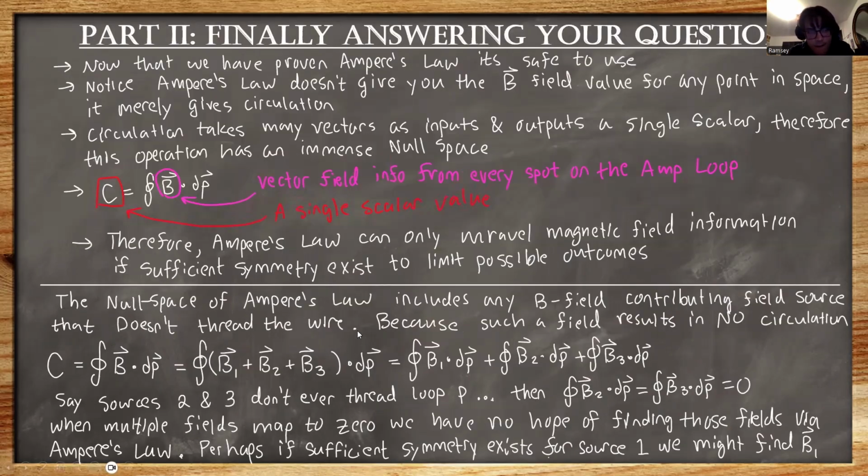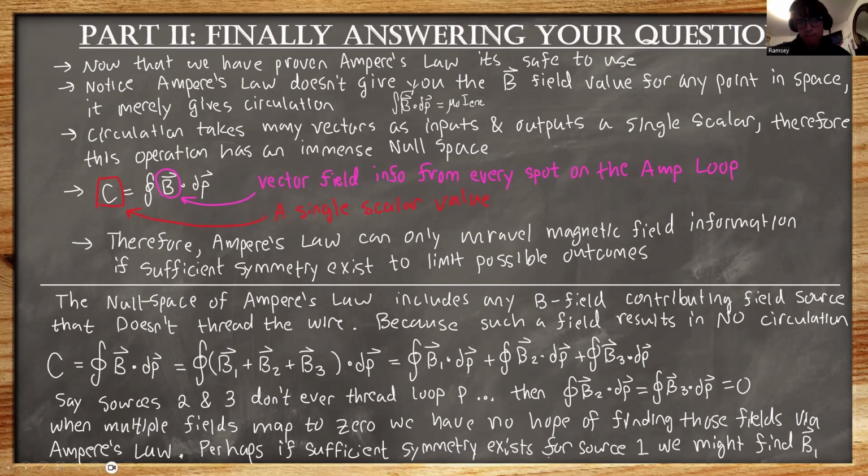All right. And now I can finally answer your question. So now that we've proven that Ampere's law is safe to use, we can use it in all cases because we've proven it for all cases. Notice that Ampere's law doesn't give you the B field value for any point in space. It merely gives circulation. So Ampere's law just says B dot dP equals mu naught times the current that you encircle. And that current is signed. If going this way is positive, going that way is negative.